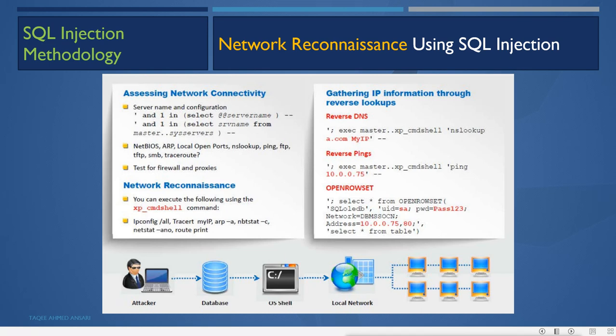For network reconnaissance, you can execute the following using the xp_cmdshell command. This is the SQL Server option. In that, it will run ipconfig /all to get all the information about the IP address, tracert to check the router's information or the path information, arp to check the ARP table, netstat to check all the open ports and listening ports, and route print to print the routing table of that particular server. It is possible because of this xp_cmdshell.